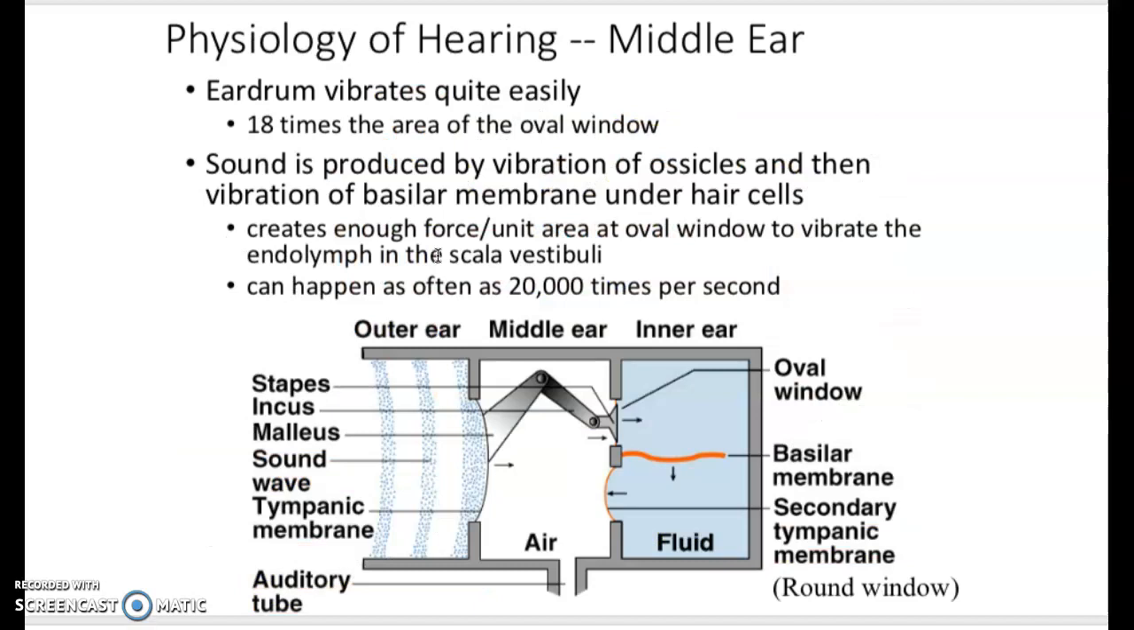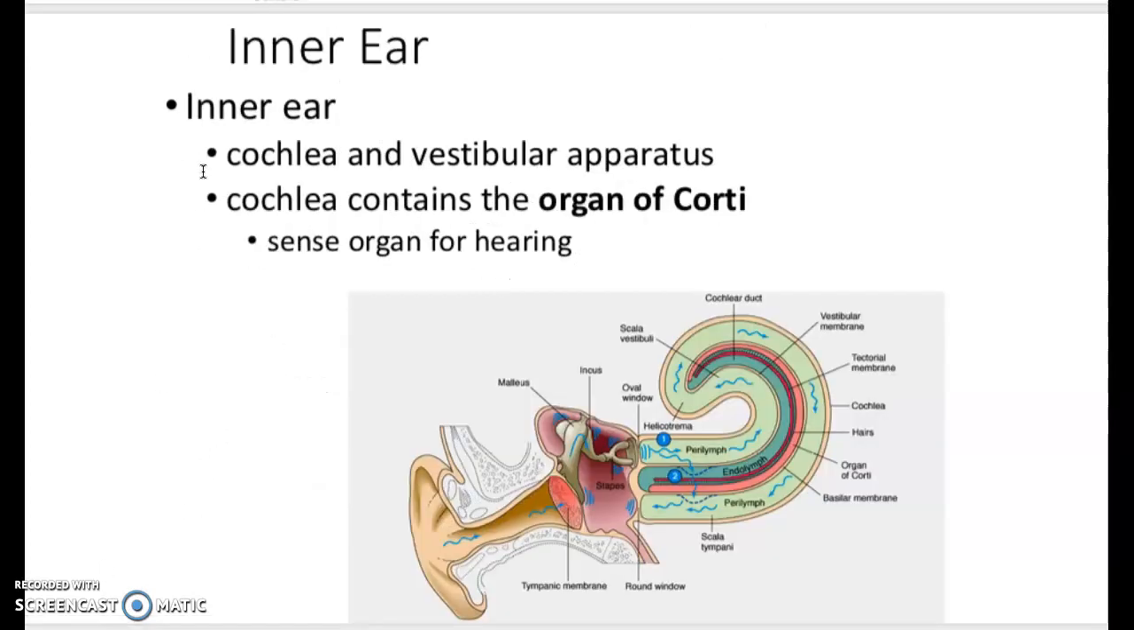So this is just a little drawing here looking at the middle ear. So like I said before, the vibrations come from the sound waves. Here's the tympanic membrane, and it causes the ossicles here to vibrate, and they press against something called the oval window, and then that sends vibrations into the inner ear here. These vibrations can be very, very fast. So here in the inner ear we have the cochlea and the vestibular apparatus.